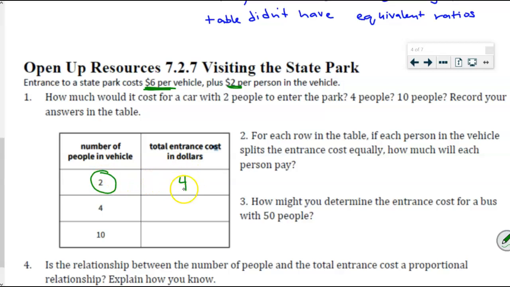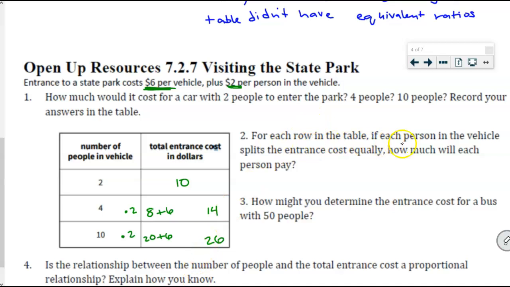Yes, this is 2 times 2, which is 4, but we need to make sure we're paying that $6 for the vehicle fee, which means it's actually going to be $10. Let's follow that same strategy. 4 people in the vehicle, so yes, that's 4 times 2, which is 8. But don't forget, we still had to pay the $6 for that vehicle. So 8 plus 6 is going to be $14. Same thing, 10. Now this is a big giant van or maybe a small bus or something. Still, $2 per person in the vehicle. 2 times 10 is going to be 20. But don't forget, we have to pay for that vehicle to be in the park as well. So 20 plus 6 is going to be $26.